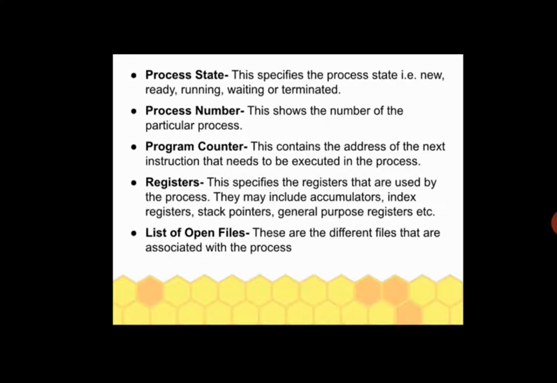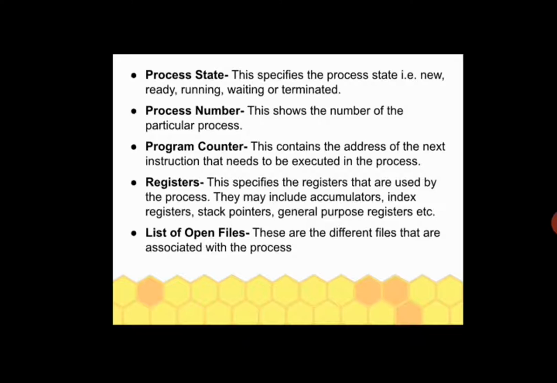Okay, so that is the reason why registers are the fastest memory which you can think of in your computer system or in your hardware devices. Fine. So this specifies the registers that are used by the process. They may include accumulators, index registers, stack pointers, general purpose registers, etc. So there are different types of registers. Ultimately, registers are costly and can store a limited amount of data, but they are very fast. So for processing purposes, you can make use of registers.